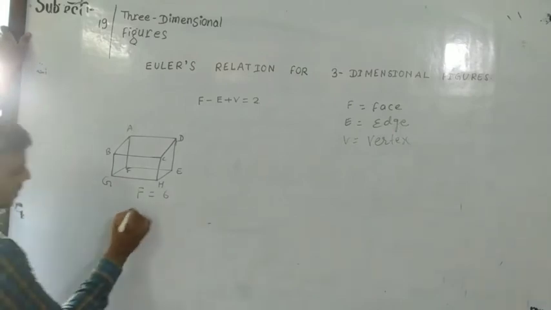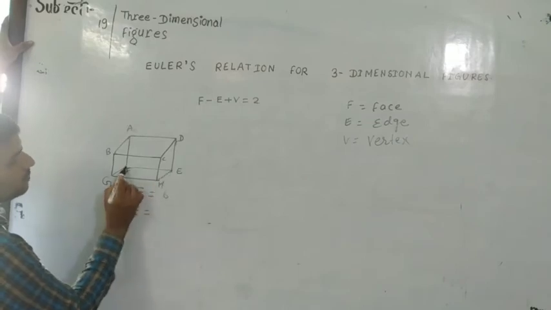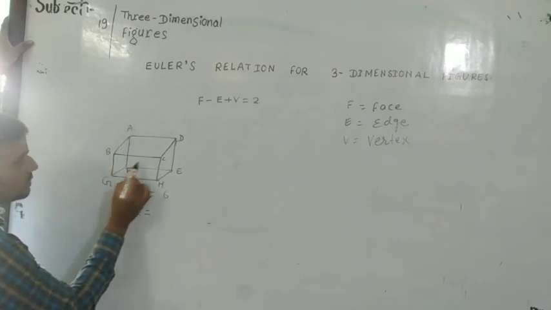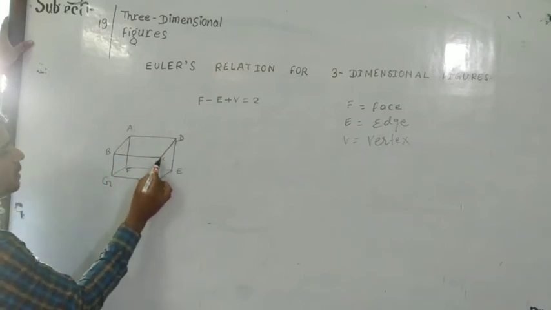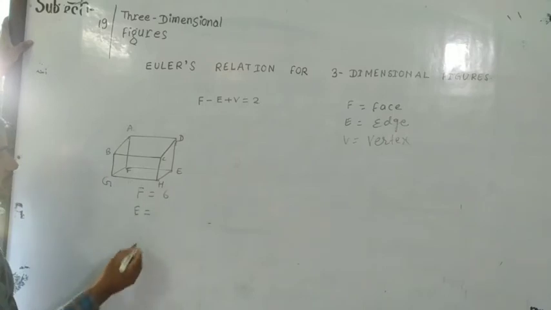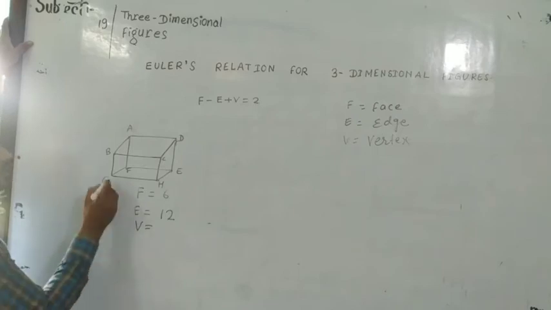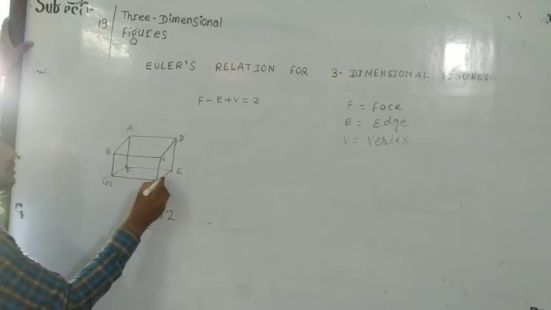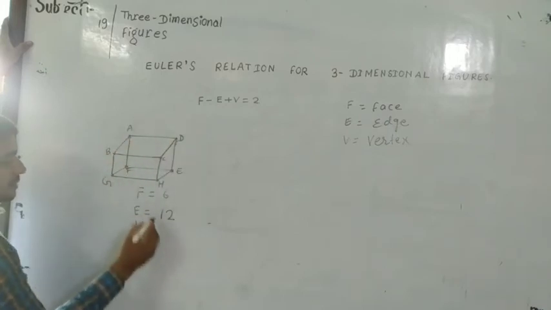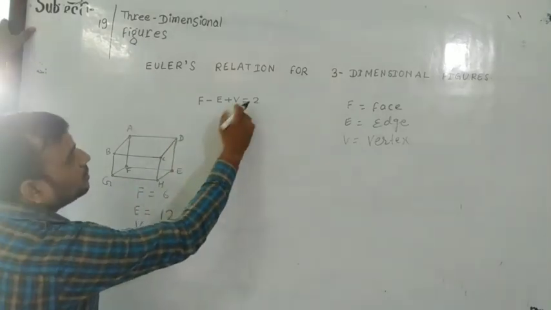So how many edges? Edges are 12. Count here: 1, 2, 3, 4, 5, 6, 7, 8, 9, 10, 11, 12. So we write here 12. And how many vertices? 1, 2, 3, 4, 5, 6, 7, 8. Now verify the Euler relation. This part is LHS and this part is RHS.